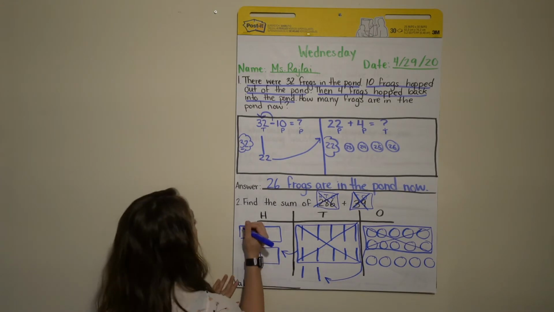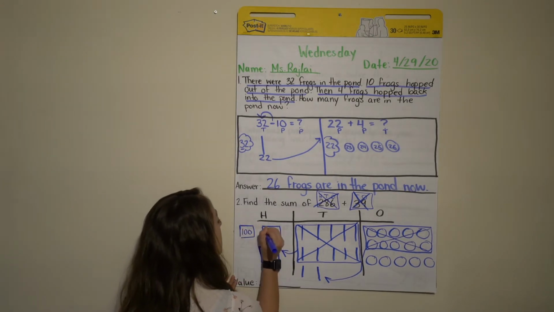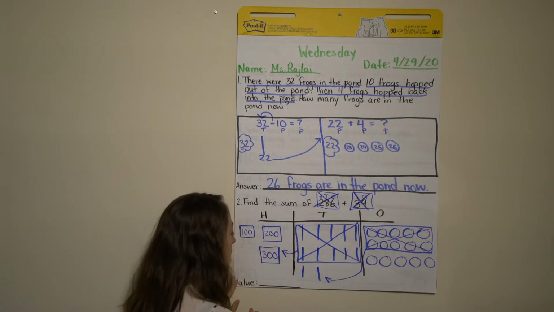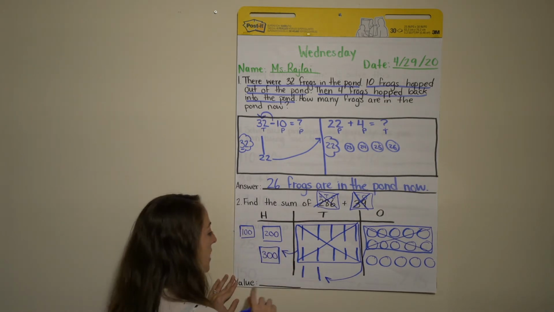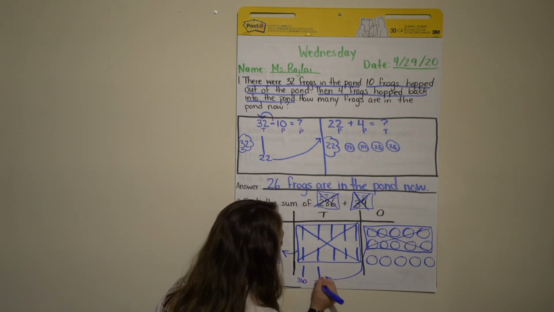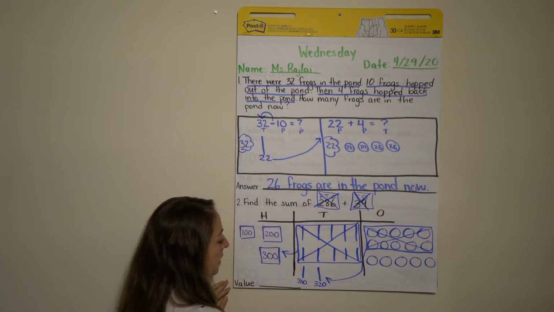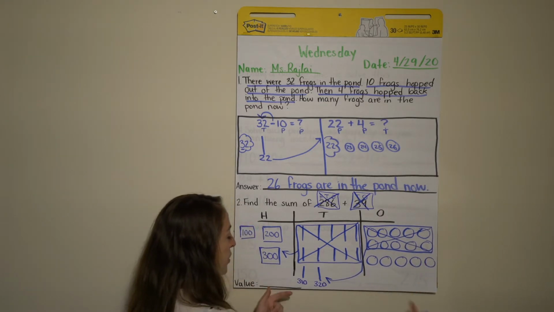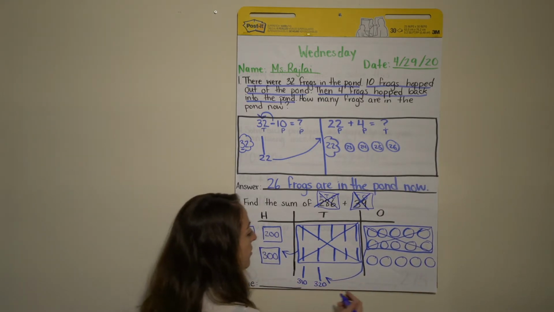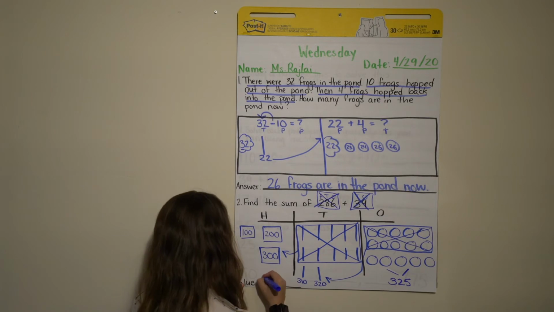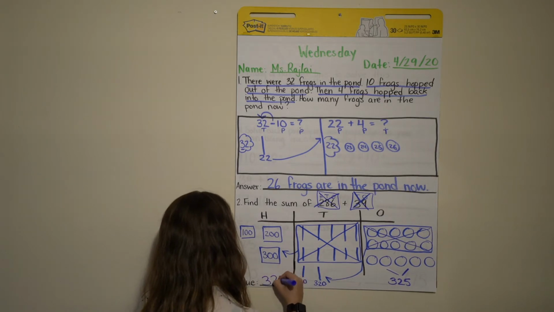All right, so we have 100, 200, 300, counting by tens, 310, 320, and then I'm going to see how many ones I have. 1, 2, 3, 4, 5. I put it together. 320 plus 5 is 325. That is my value.